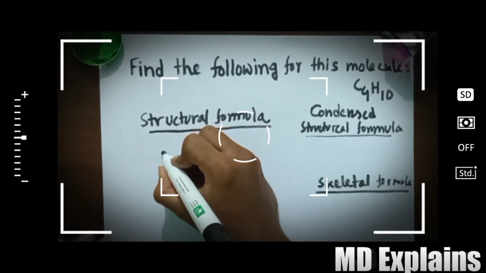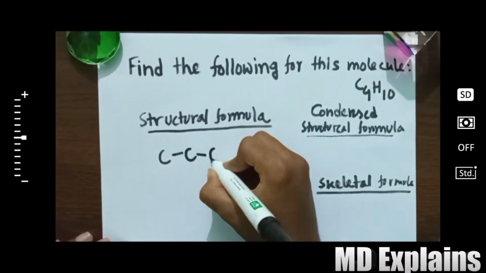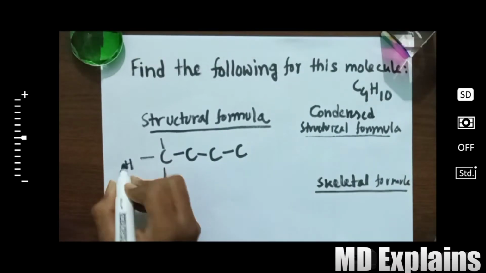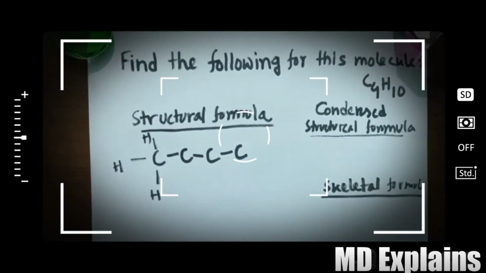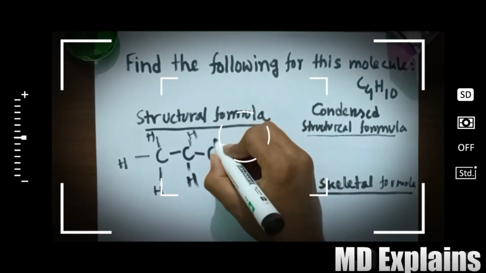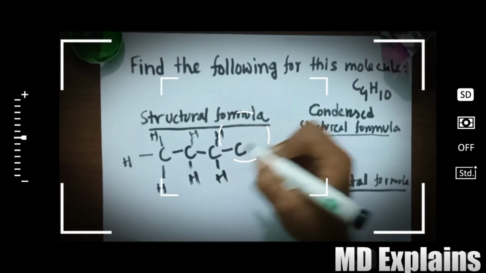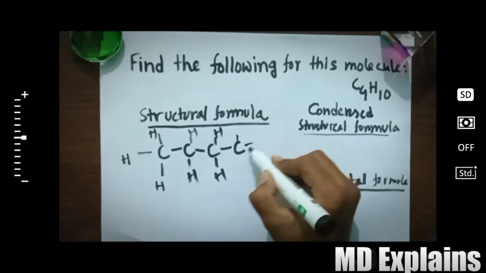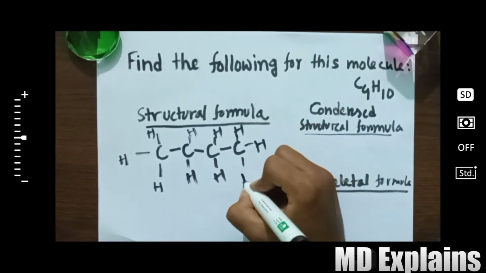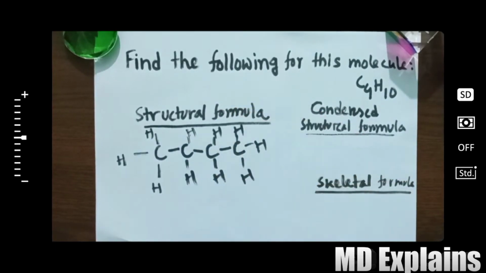Here are the answers. The structural formula consists of 4 carbons and 10 hydrogens. So this first carbon needs 3 hydrogens. Next carbon has 2 bonds, so it needs 2 hydrogens. Same goes for this carbon. And this last carbon has 1 bond, so it needs 3 hydrogens. So this is our structural formula.